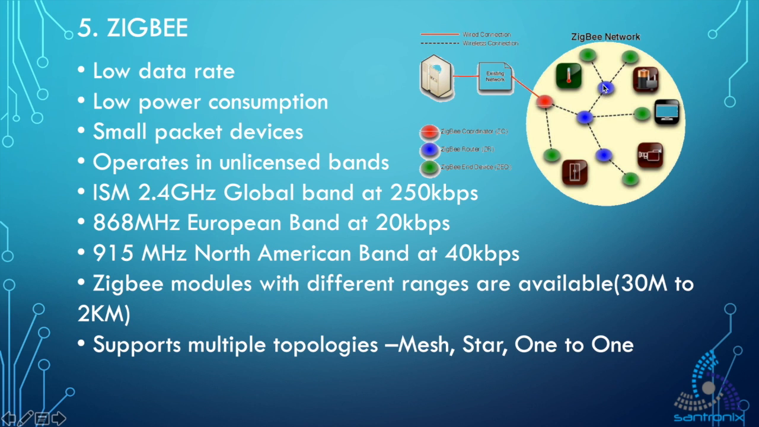In star, there is one device which then communicates to other devices. So it forms a star-like topology. And then there is one to one, which means one device talks to another device. That's it, one to one. For example, there is a ZigBee gateway, and then there is a sensor or a node, and only they talk to each other.